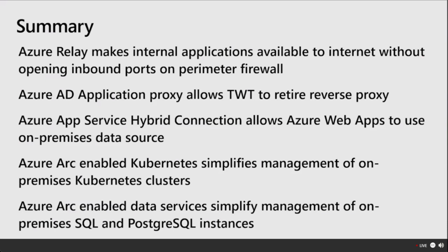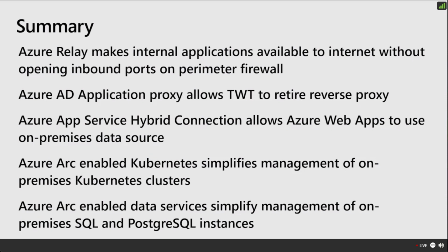In this session, I showed you how you could use Azure AD Application Proxy to allow Tailwind Traders to retire their reverse proxy for applications that required on-premises Active Directory authentication. In this session, I talked about how you could use Azure App Service Hybrid Connections to allow Azure Web Apps to use on-premises data sources.